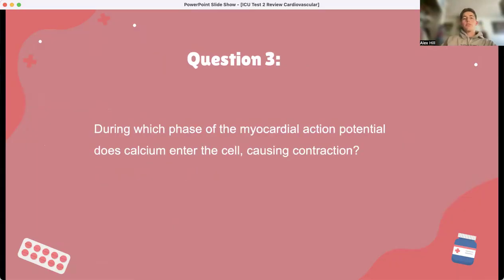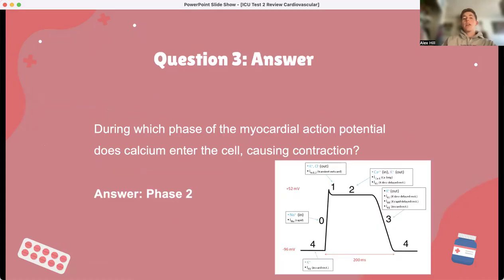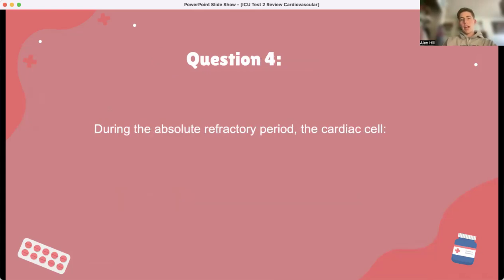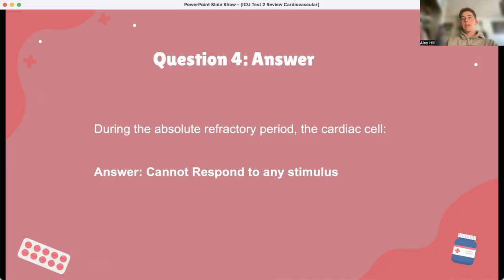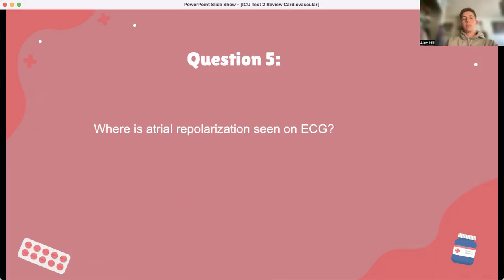Okay. During which phase of the myocardial action potential does calcium enter the cell, causing contraction? That'll be phase 2, right? It keeps it depolarized momentarily. During the absolute refractory period, the cardiac cell, blank, can't be depolarized. Can't respond to any stimulus.